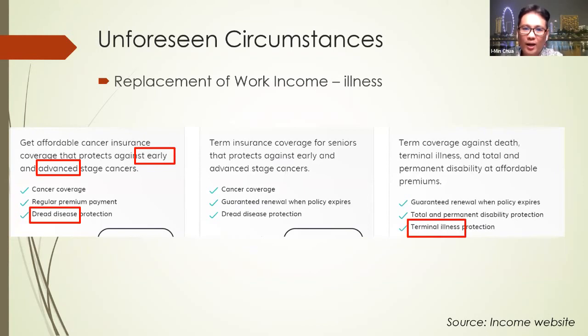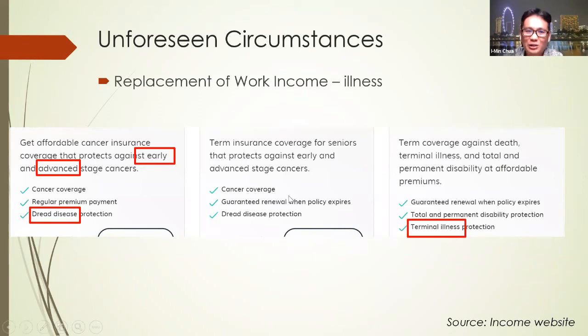let's say you want to prevent a case whereby, touch wood, you get a certain illness and then cannot work. So this is a bit tricky here. Now the illnesses have certain terms. You have to be very clear what exactly you want to cover against. Like for example, they have early and advanced stage cancer. They have dreaded disease protection. They have this thing called terminal illness. They are all talking about different things.